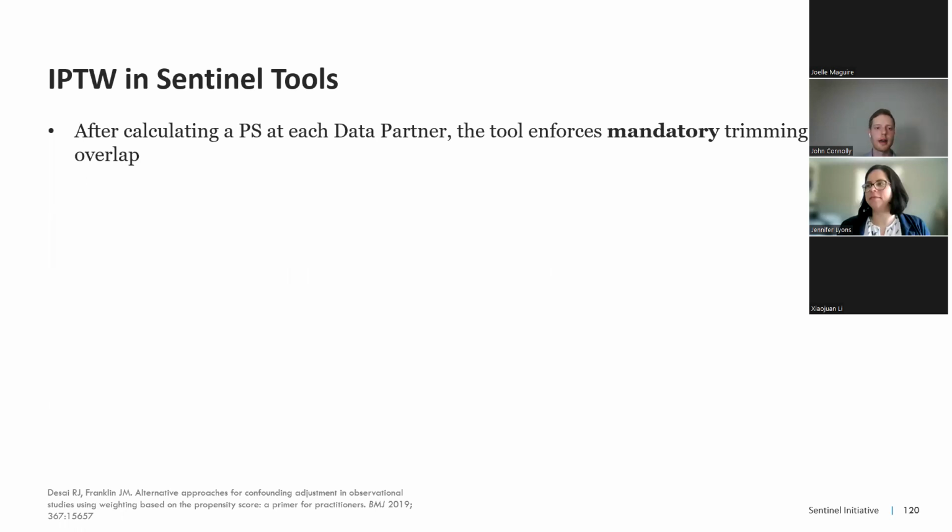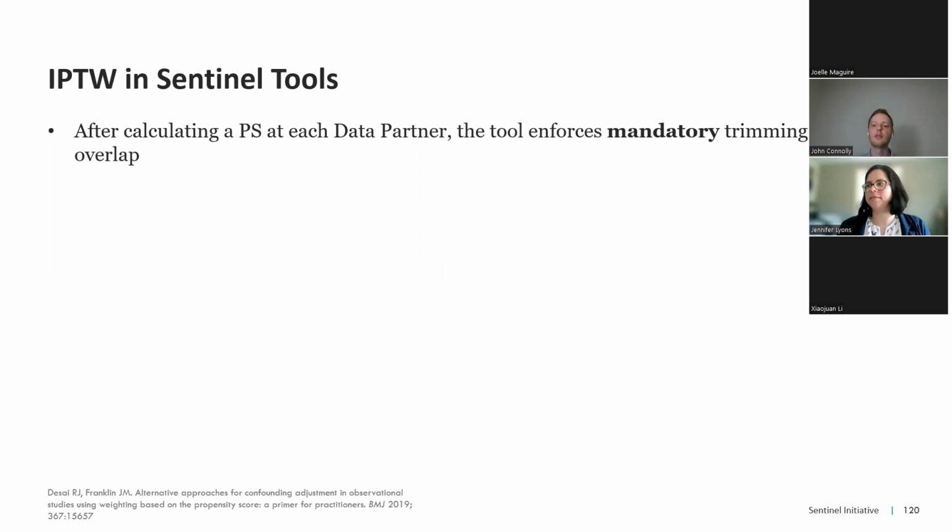So that's been the quick review of how IPTW works at a conceptual level. Now I'd like to move into talking about how IPTW is operationalized within the Sentinel analytic framework and the Sentinel tools. So the first thing that the Sentinel tools will do when you use them to perform IPTW is to calculate a propensity score that you've specified at each data partner.